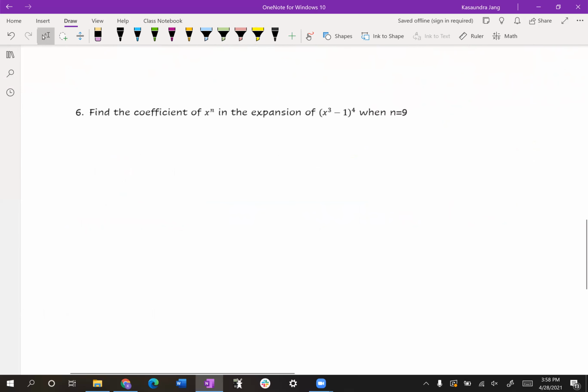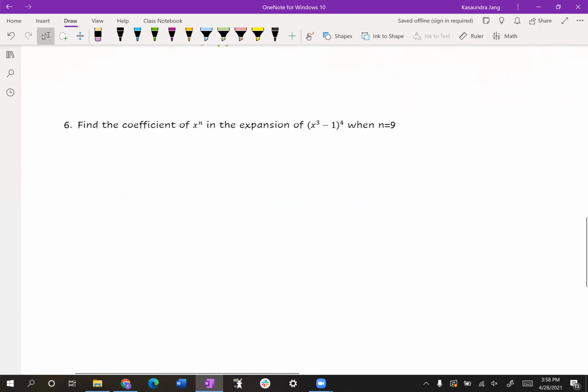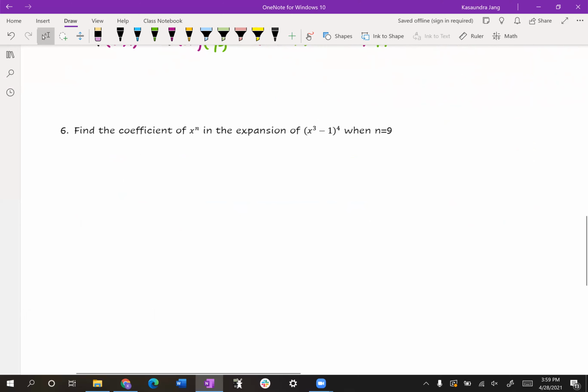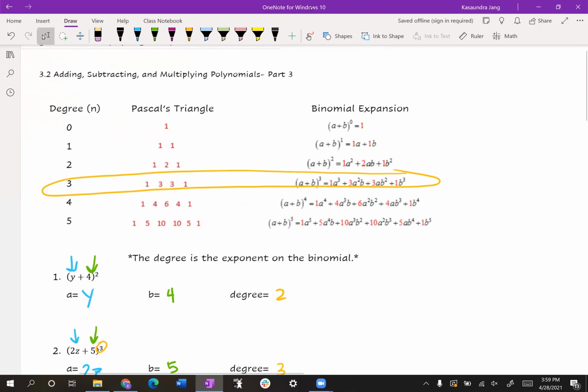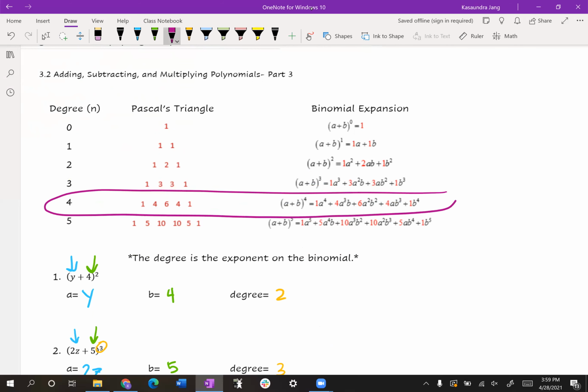And then number 6 here, find the coefficient of x to the n in the expansion of this guy when n equals 9. Okay, so a couple things here. Let's look at their question. Find the coefficient of x to the n when n equals 9. So they kind of want me to find an x to the 9th when I do the expansion of this. So that doesn't mean I have degree 9. I still have a degree 4 here. So I'm going to use that degree 4 in Pascal's triangle. I'm going to use this guy, degree 4.